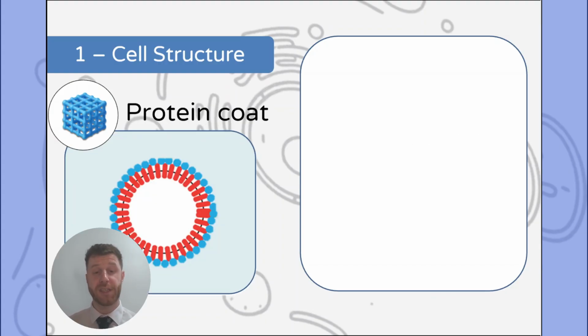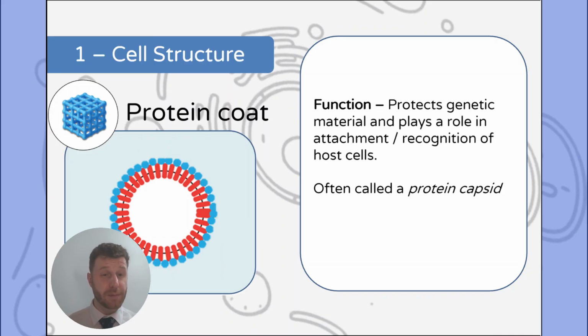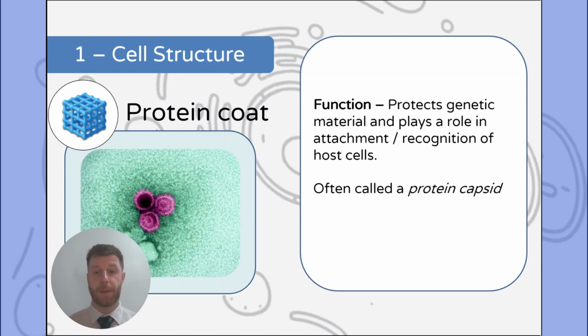Our second structure is a protein coat. Protein coat, sometimes called a protein capsid by Cambridge, is that layer around the outside which sometimes plays a role in recognition or binding to the host's membrane, and its job is effectively to protect the genetic material, the DNA or RNA, that is inside of the virus. Again, a nice interesting photomicrograph visual for you there. That pink area in the middle is what we are talking about.